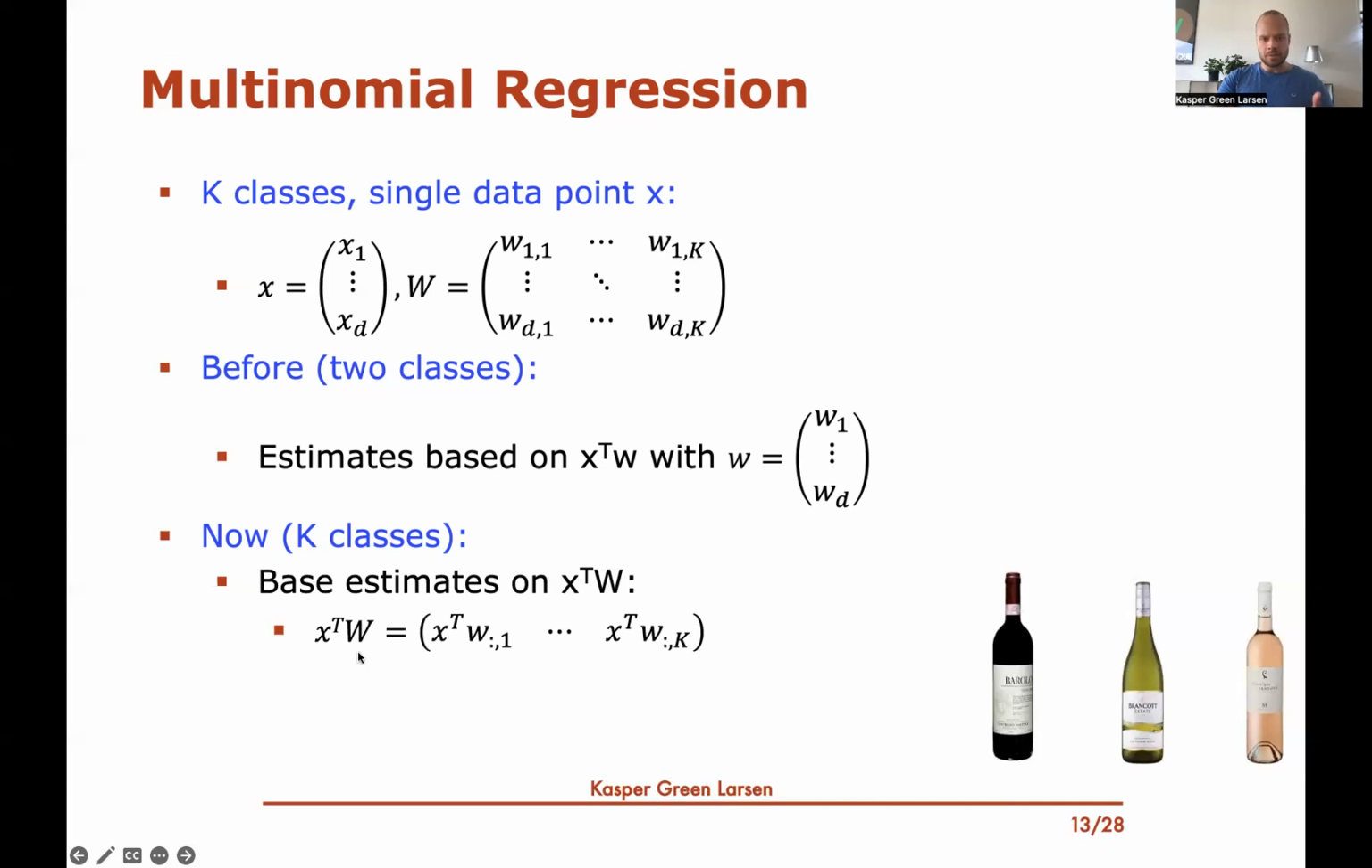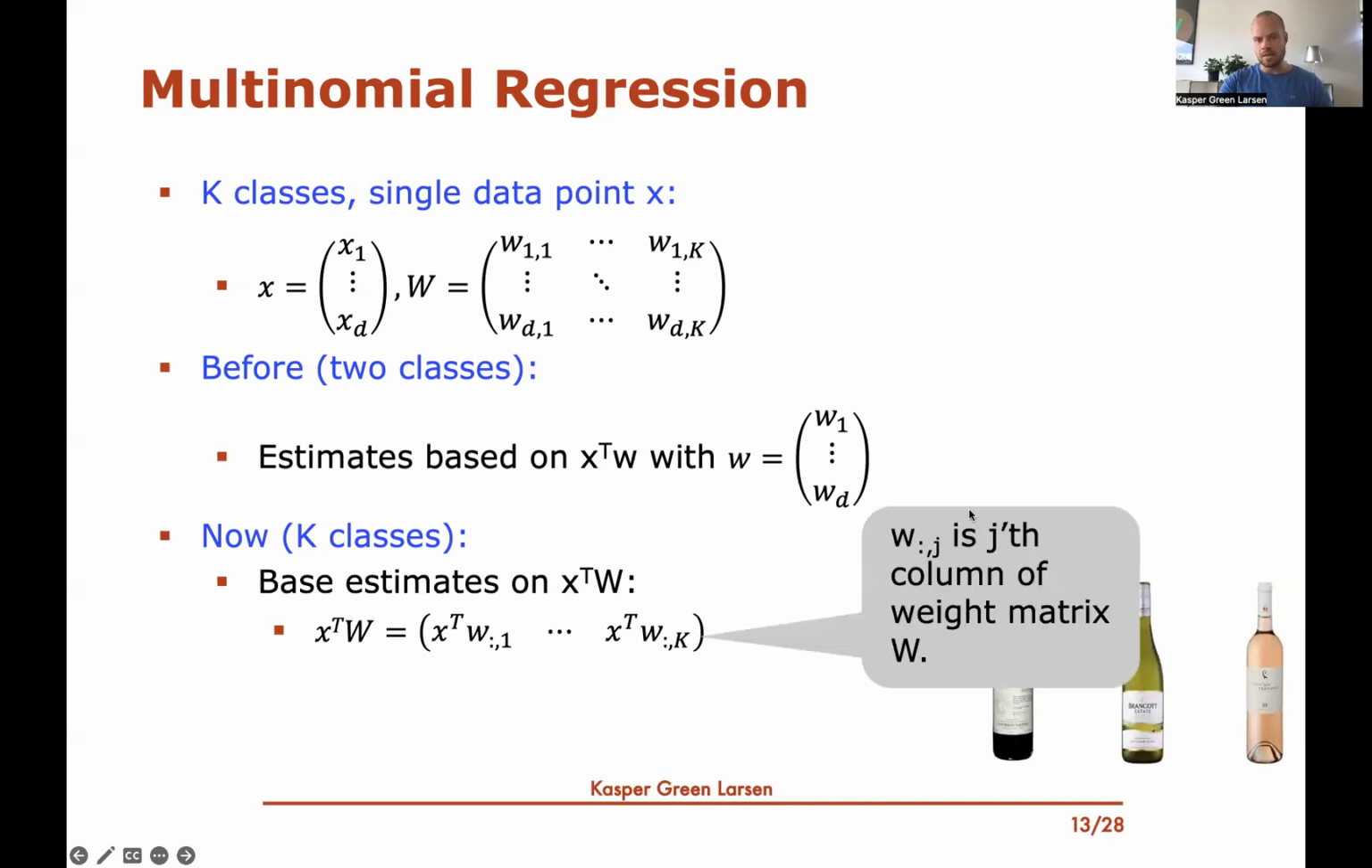Now, if we look at what this product X transpose W is, it's going to be a row vector that has K entries. Before it was just a number in the binary case, but now it's a row vector with K entries. The jth entry is the inner product between the jth column of the weight matrix and X.